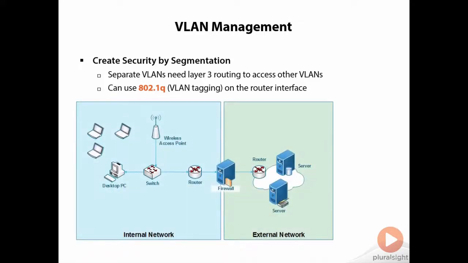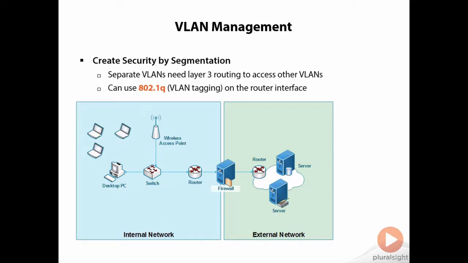In our example here, we have our internal network and our external network. For the switch and the router that you see on the internal network, we don't necessarily have to have individual devices or individual interfaces on that router. We could have 3 or 4 VLANs on that switch. We can have one physical interface on the router, but we can then create what are called sub-interfaces. That's where the 802.1q comes into play.